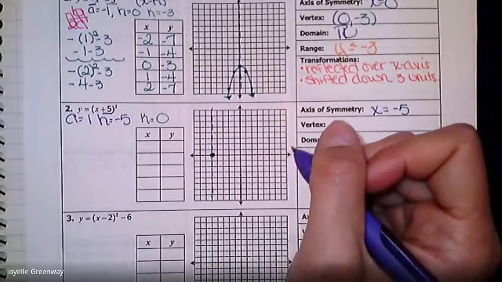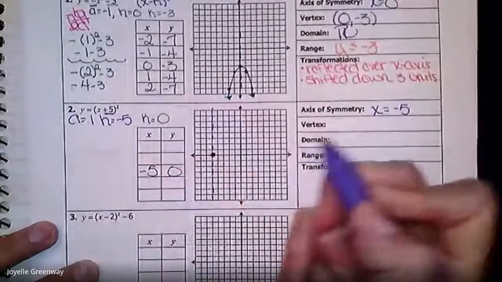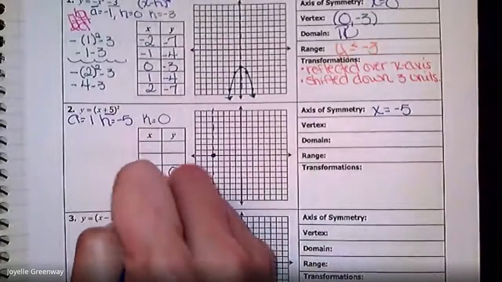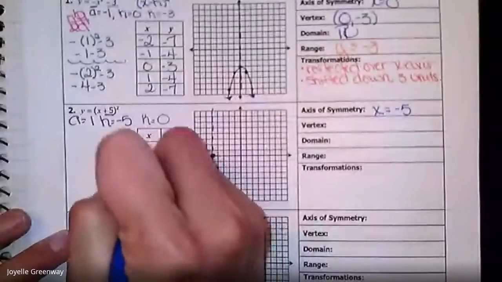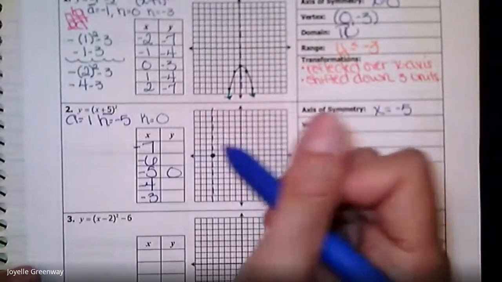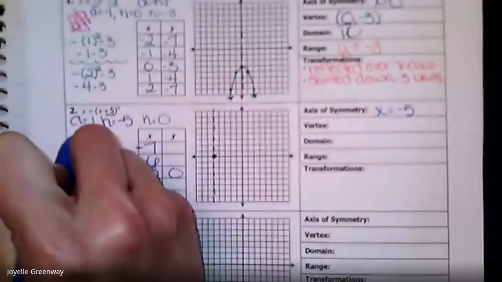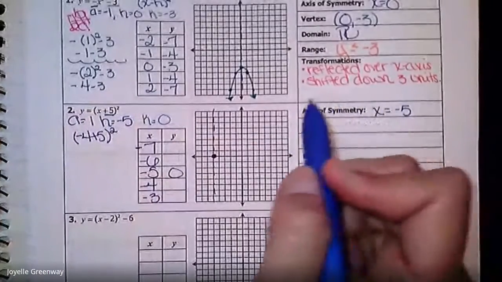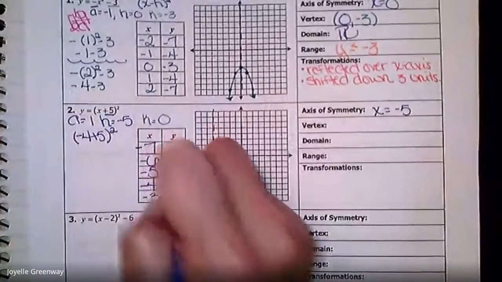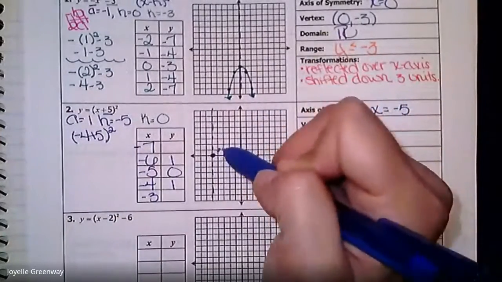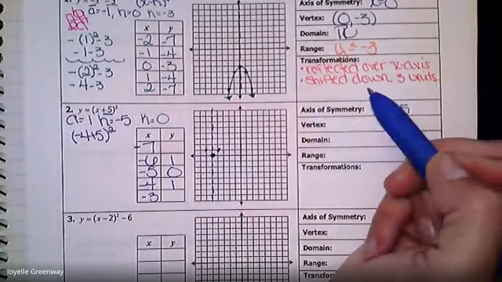So let's use our vertex at -5, 0, and let's pick our values. So -4, -3, -6, -7. So I'm going to use my easier numbers, my smaller numbers. So y is equal to -4 plus 5 quantity squared. -4 plus 5 is 1. 1 squared is 1. So at -4, I'm going up 1. And at -6, I'm going up 1.